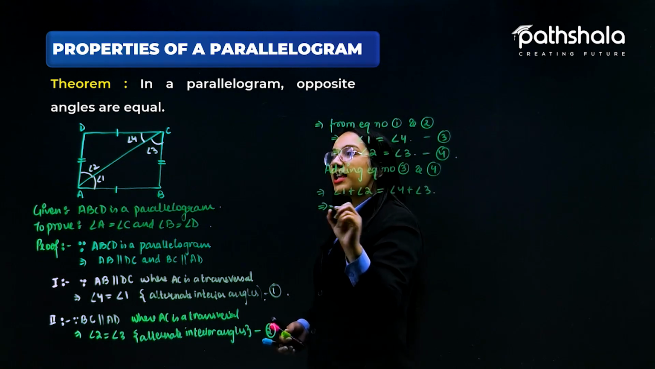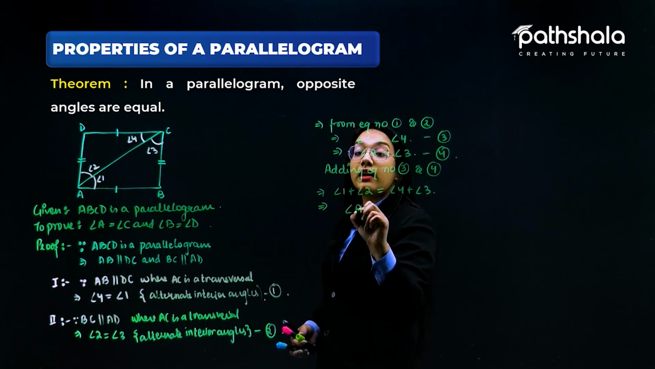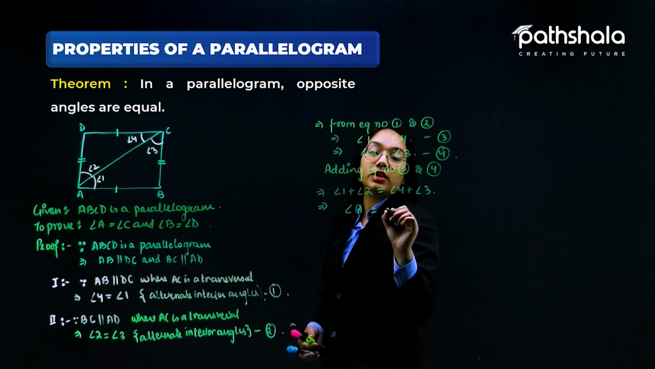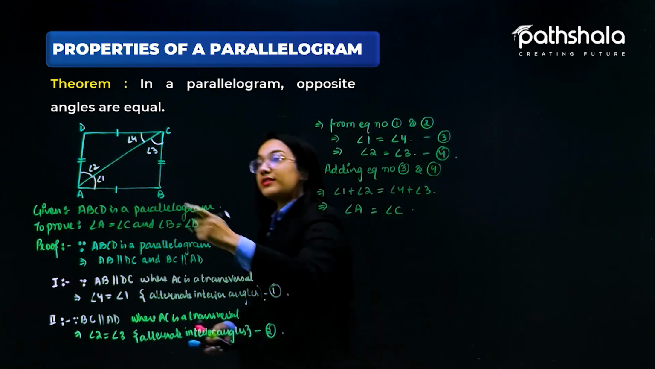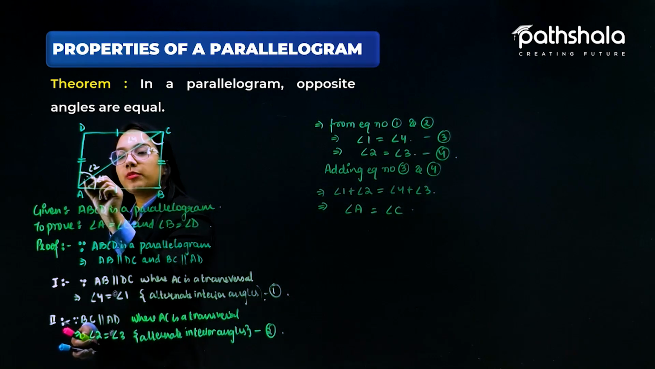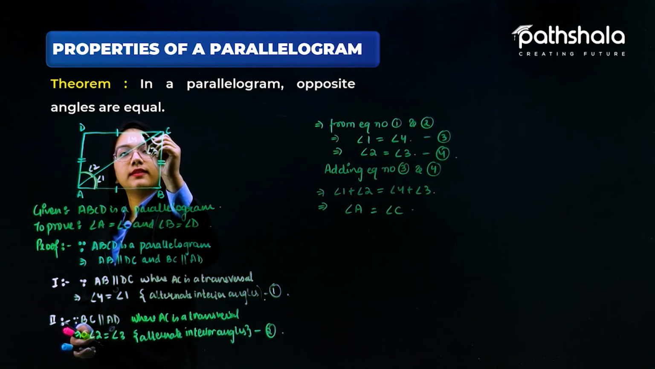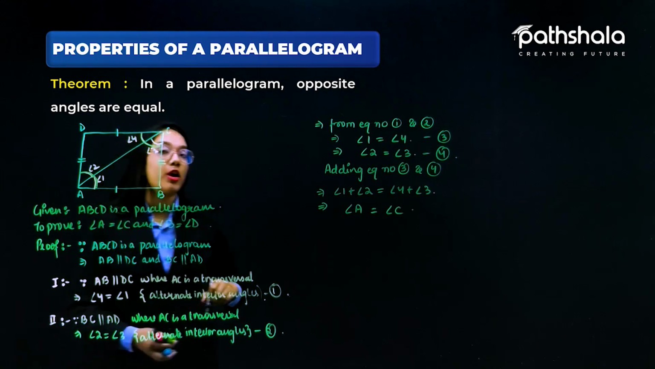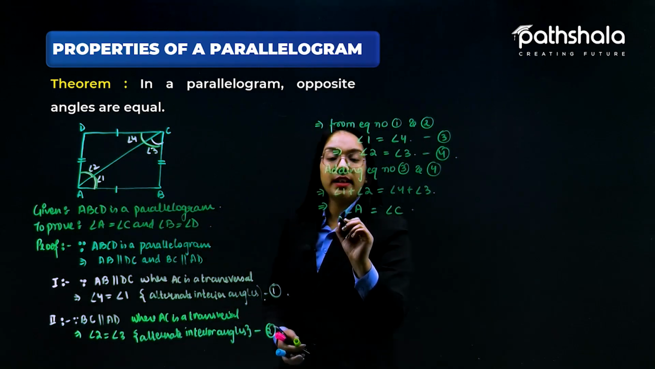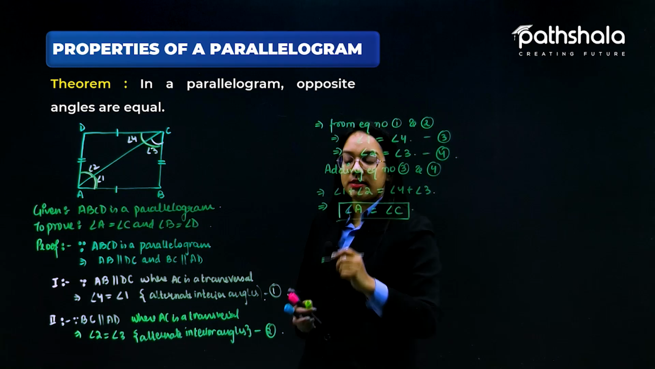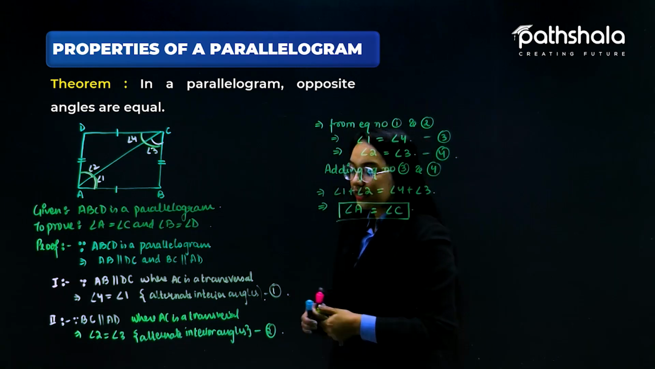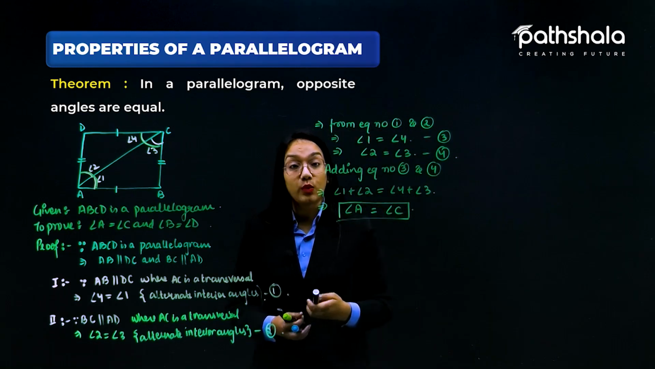Angle 1 plus angle 2 is the whole angle A, and angle 3 plus angle 4 is the whole angle C. You can see over here that angle 1 plus angle 2 forms a whole angle A, and angle 3 plus angle 4 forms a whole angle C. So hence, at the end, angle A is equal to angle C, that is, the opposite angles are equal to each other.